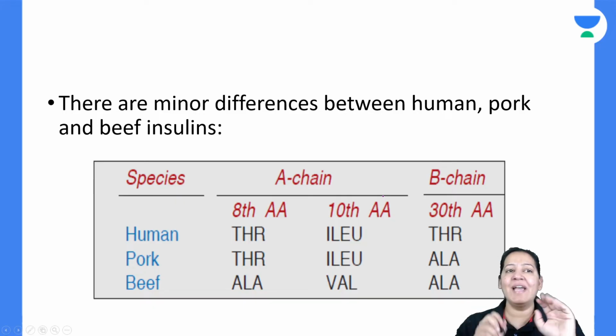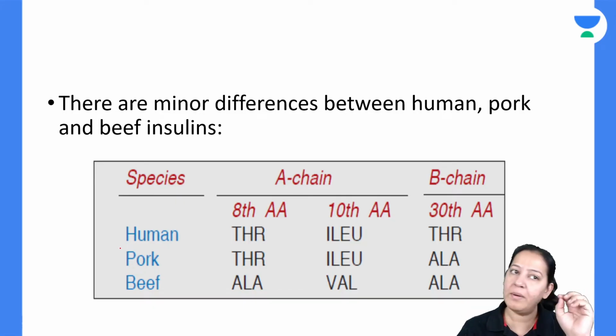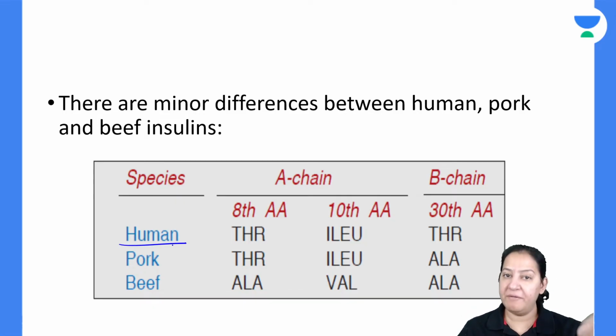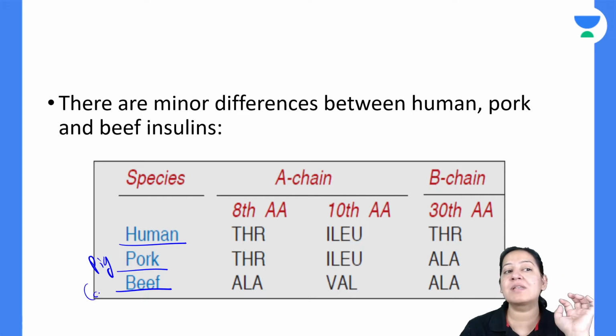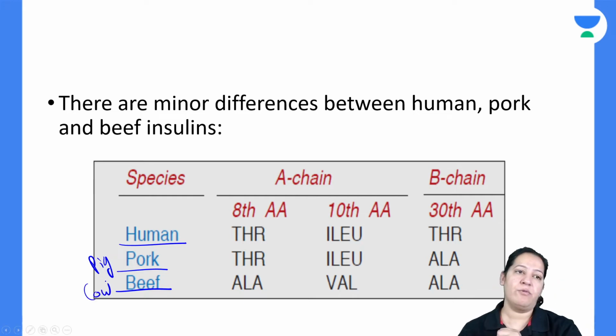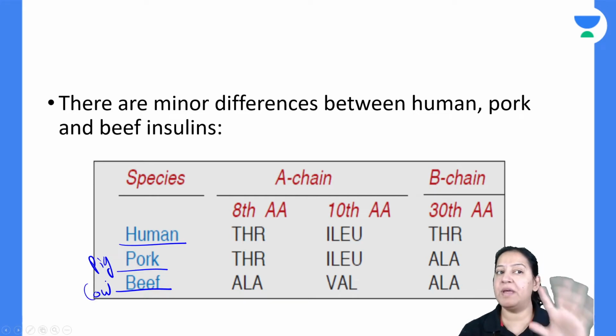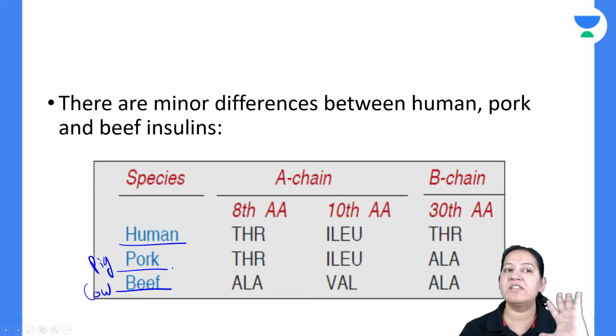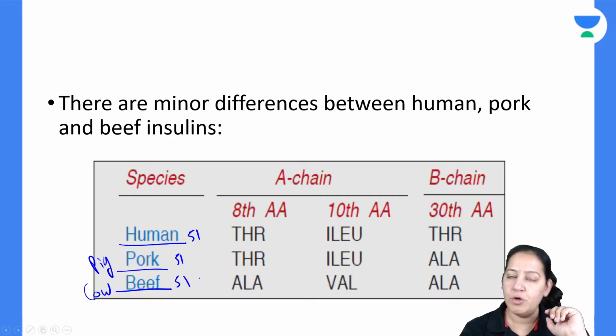Now comes the role here. Now we synthesize insulin from human. Nowadays we use only human insulin. But before this era, we used pork. Pork means pig. Pig insulin or beef. Beef means cow, or buffalo. Beef insulin, right? So we used pork or beef insulin. Now pork or beef insulin also have 51 amino acids like human insulin only.